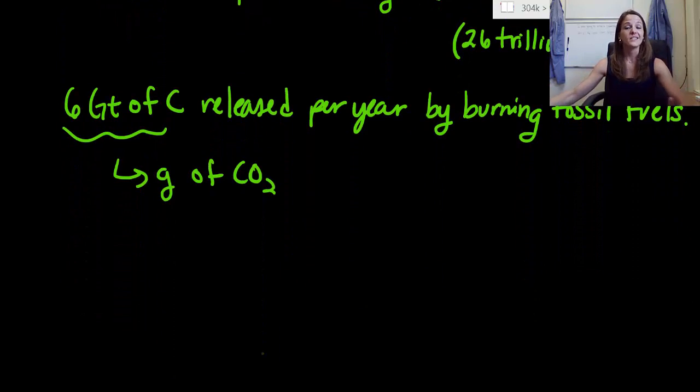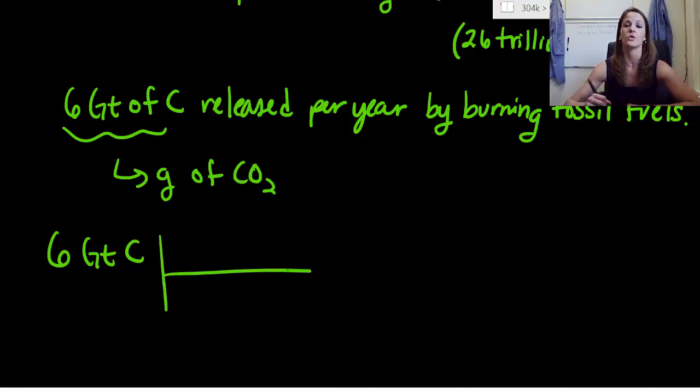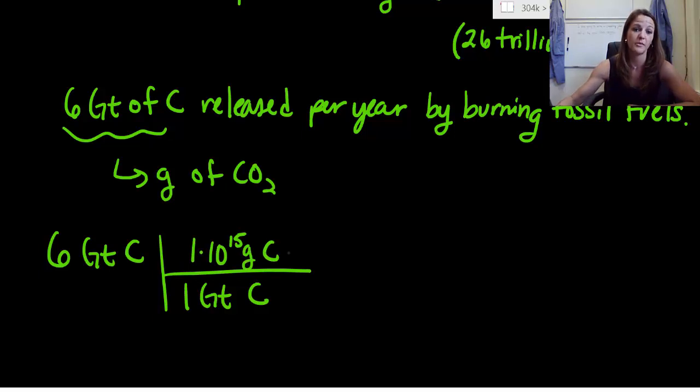All right, did we get an answer? Hopefully we did. It's essentially the same thing we did before. So you start with what you know. We know we have 6 gigatons of carbon. We're going to convert gigatons into grams. So 1 gigaton of carbon is equal to 1 times 10 to the 15th grams of carbon, a lot.